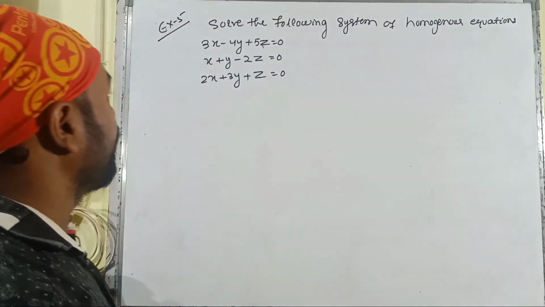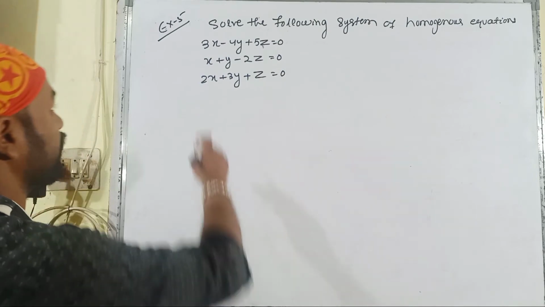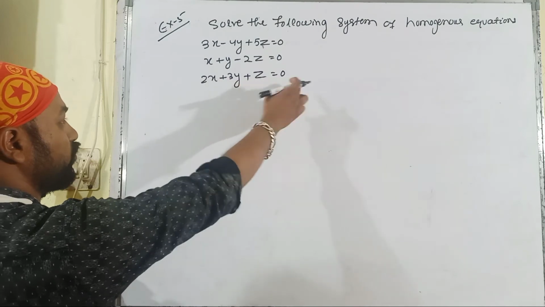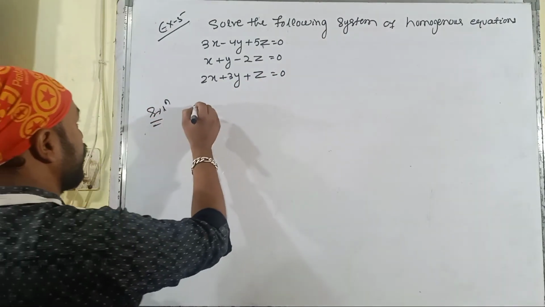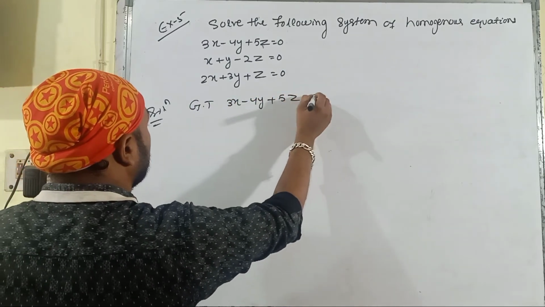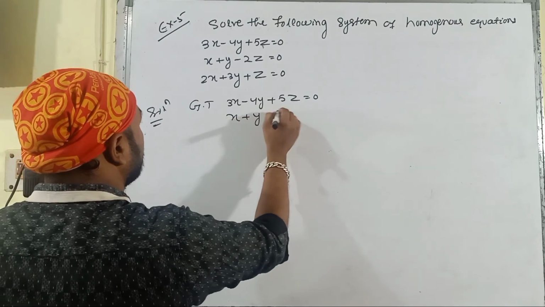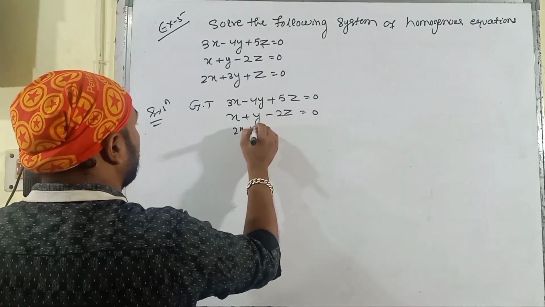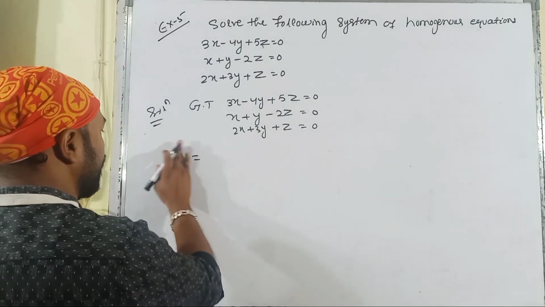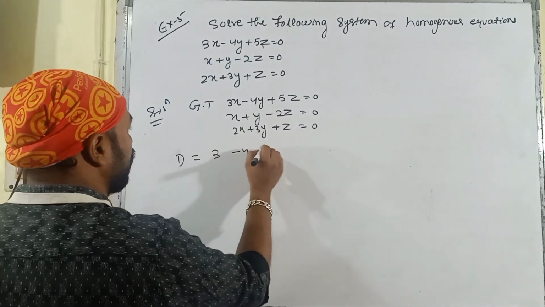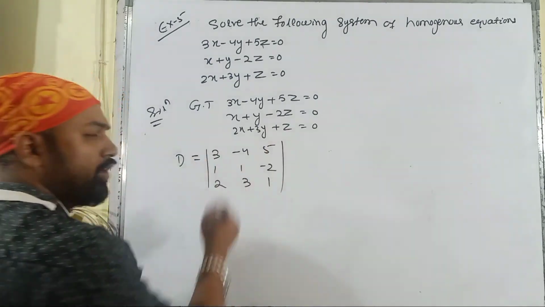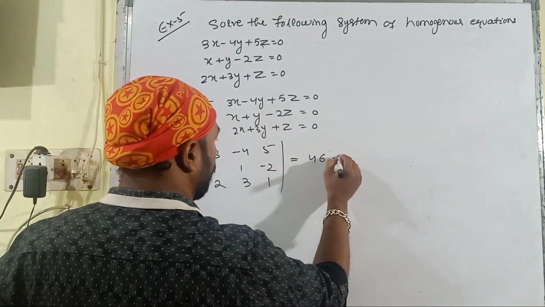So here is the problem based upon the homogeneous system of linear equations. 3x minus 4y plus 5z is equal to 0, x plus y minus 2z is equal to 0, 2x plus 3y plus z is equal to 0. So first of all, let us go through the equations given here. Let us determine the value of D or delta here. D is 3, minus 4, 5, 1, 1, minus 2, 2, 3, 1, and by evaluating you can get that the answer will be 46, which is not equal to 0.